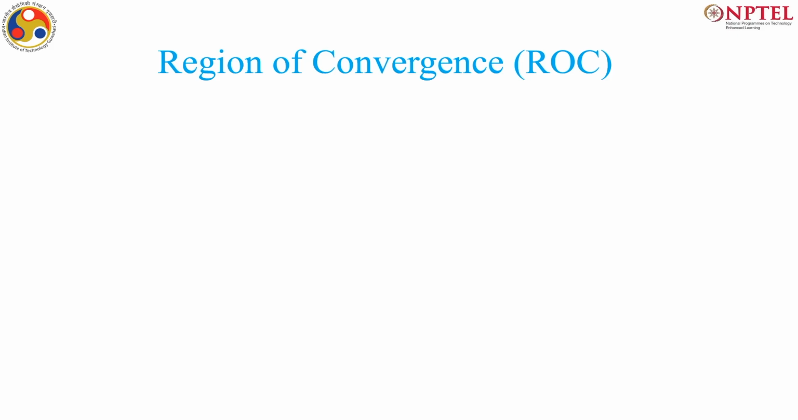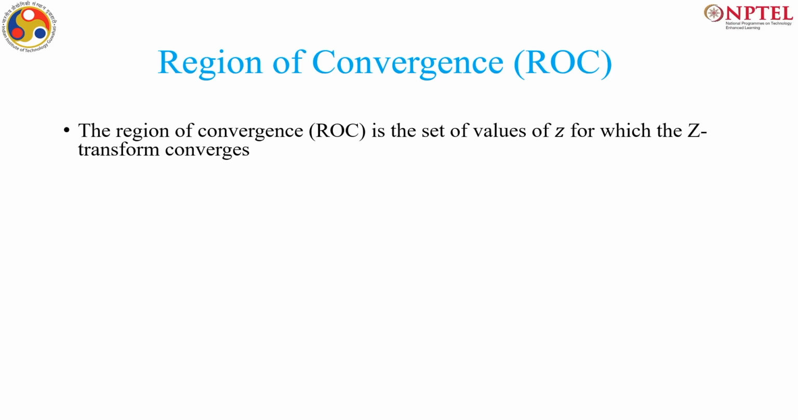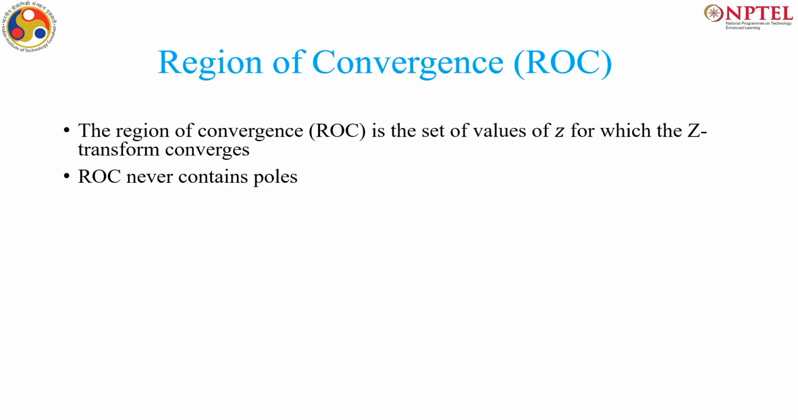So, what is the region of convergence? The region of convergence is those values in the z plane where the Z transform exists, or in other words, where the summation formula converges and gives a finite value. Clearly, the ROC will never contain any poles. Do you know what poles are? If you represent the system as a transfer function Y of z by X of z, then the locations of z where the denominator equals 0, which will make this transfer function infinite, are the poles.